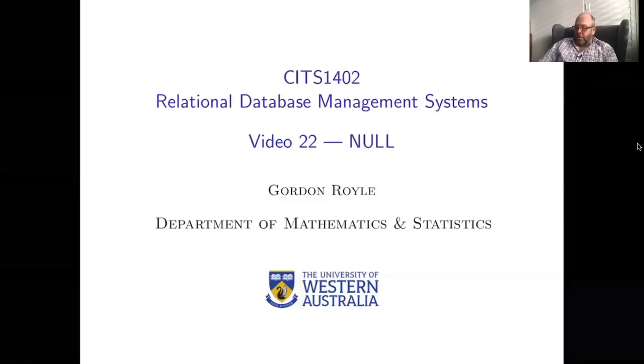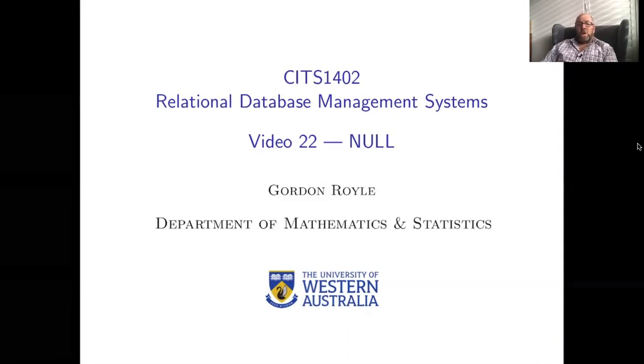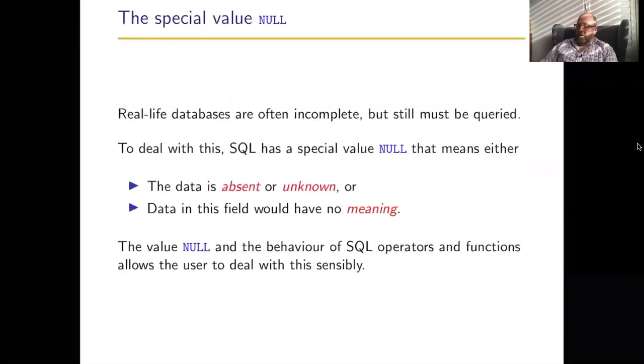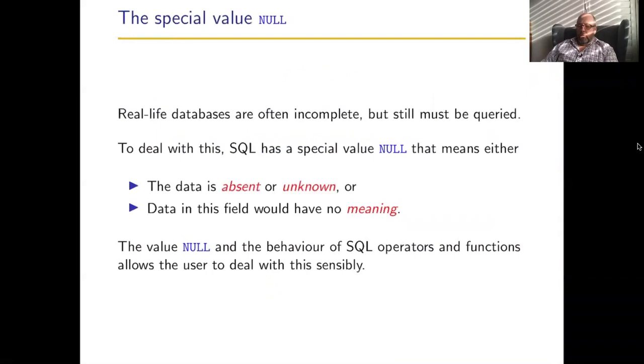Video 22. This video is about the special keyword null, which is a special word that means basically nothing or unknown. So the problem is that real life databases are often incomplete. There's always data missing, but you still have to make queries against those databases. And so there must be some mechanism for dealing consistently with missing data, or just values that are not yet known, or values that maybe will never be known.